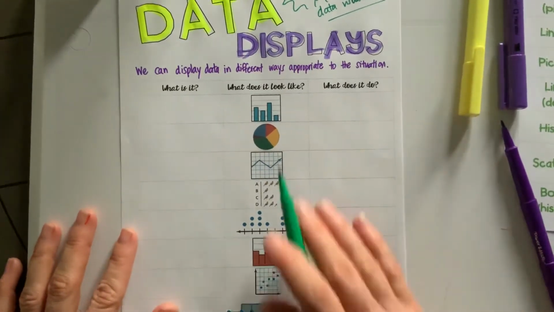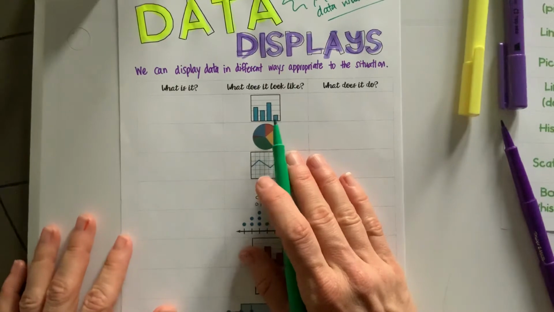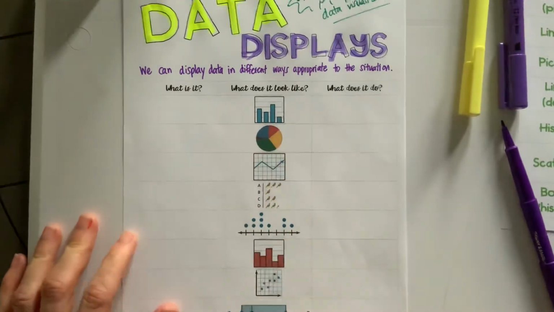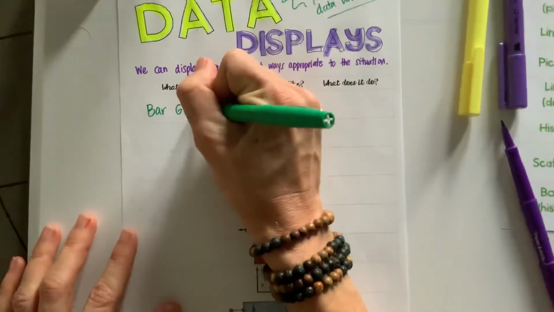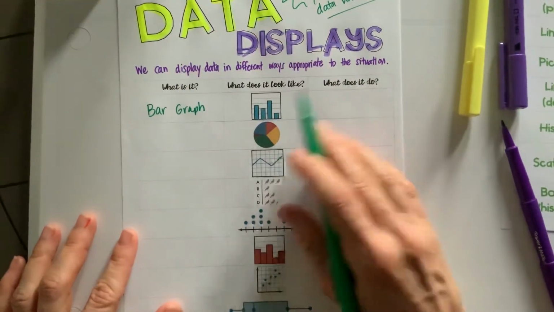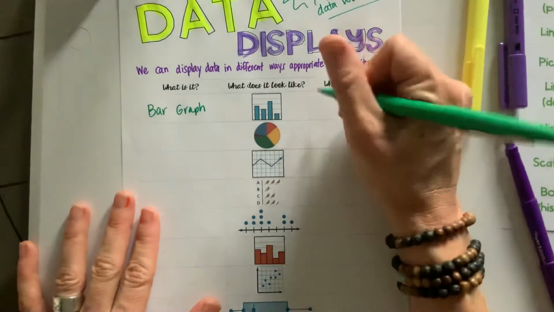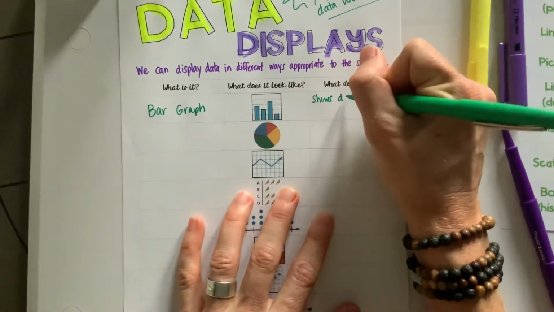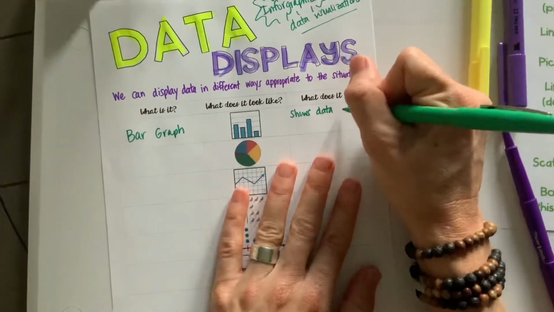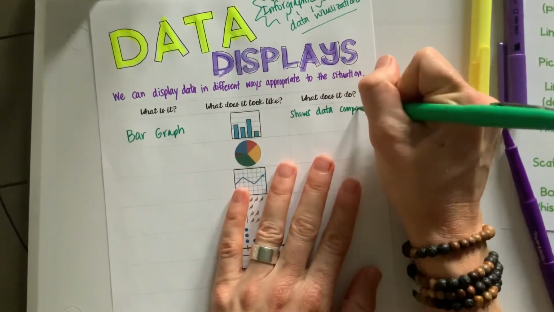Okay, so the first thing we have here, what does this look like? Well, what is it? It's a bar graph, and I'm sure you've seen these lots of times before. So this is a bar graph. This is what it looks like. What does it do? Okay, so a bar graph shows data comparison across categories.